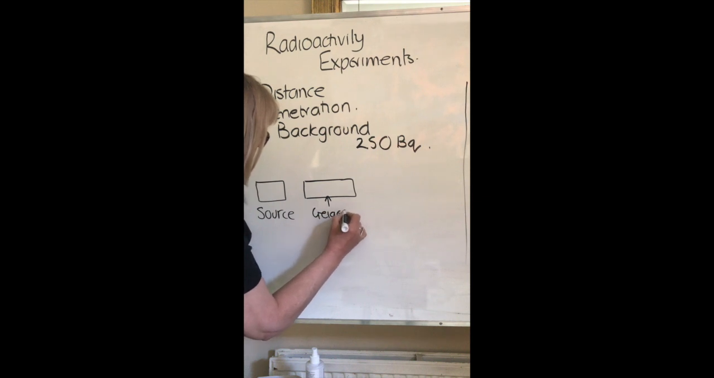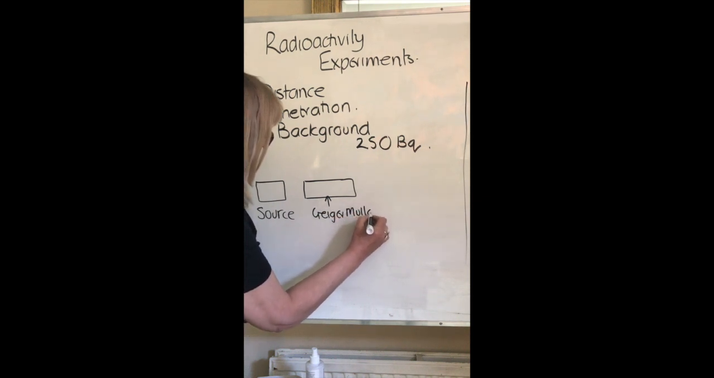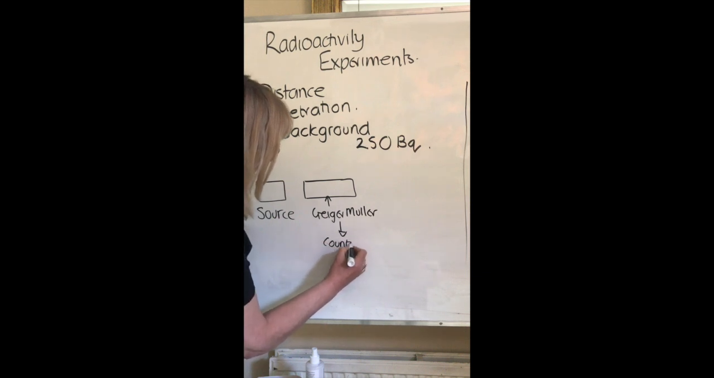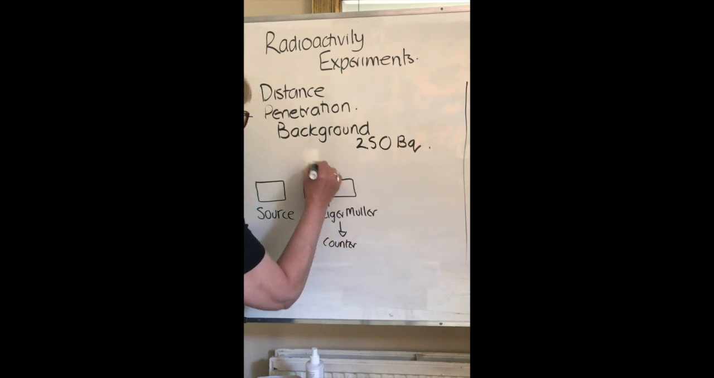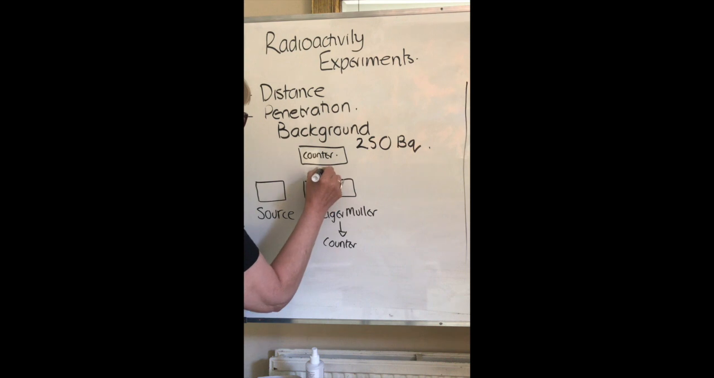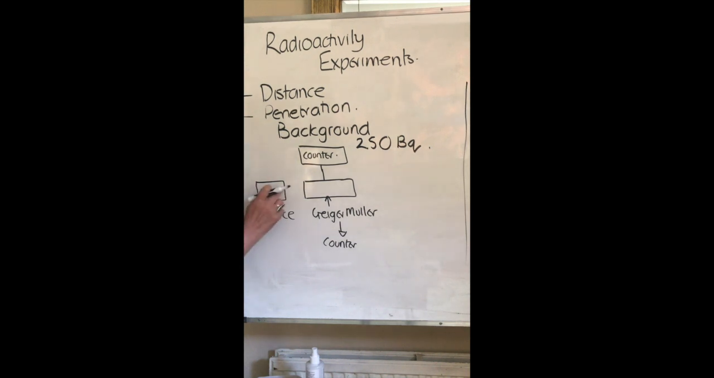Geiger-Müller tube connected to a counter. So remember that it's got to be connected to a counter for you to be able to monitor how much radiation there is. So there's the counter in there. Remember that the radiation goes into the Geiger-Müller tube and causes a current that's picked up by the counter. So they're the main pieces of equipment you need for these experiments.